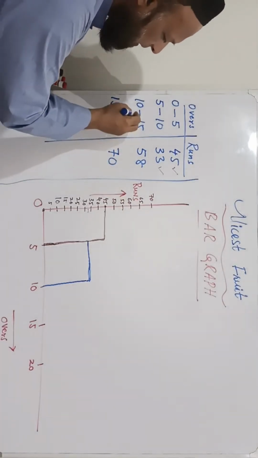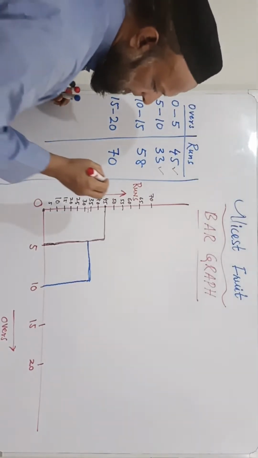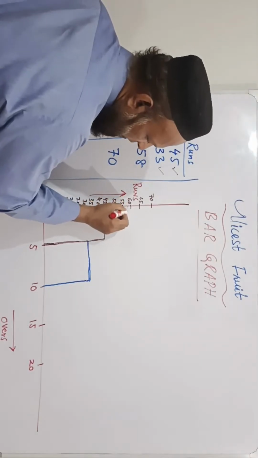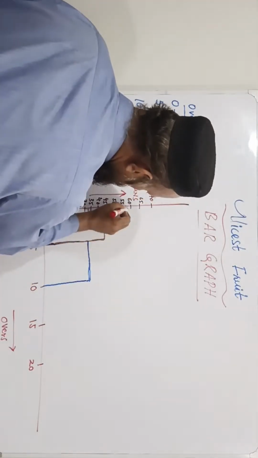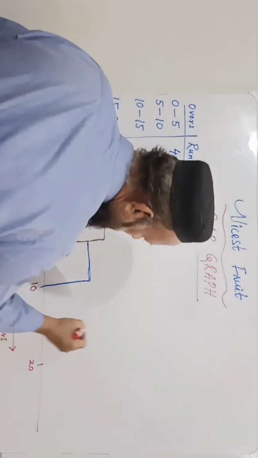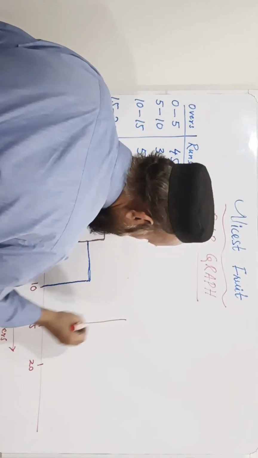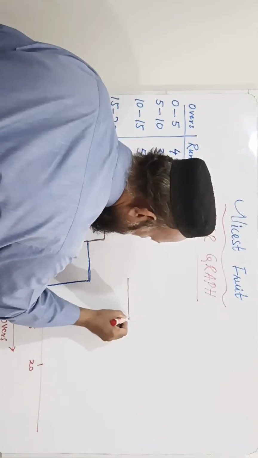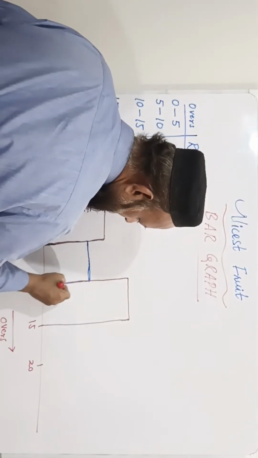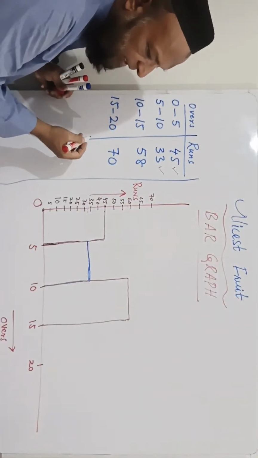The third one, between 10 to 15 overs, the result is 58. This is 55, 56, 57, say this is 58. Okay, when we move like this, we'll reach over here at some point. This is 15. This could be our next bar. And then come to the last one, 15 to 20, 70.